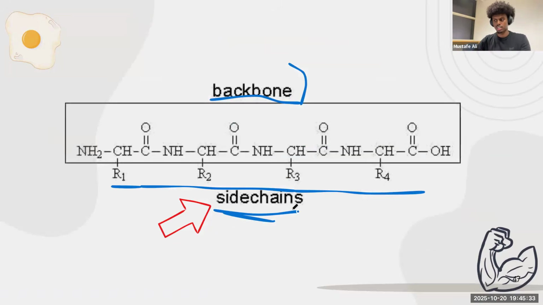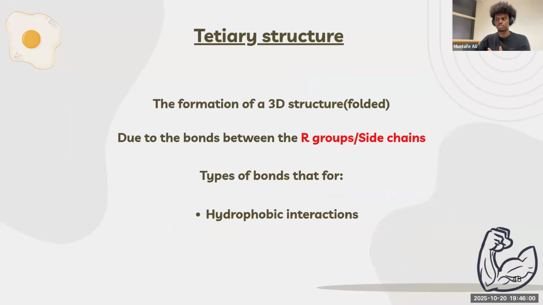So what do I mean by this? This R group can form a bond with this R group. This R group can form a bond with this R group. This R group can form a bond with this R group. The interactions between the side chains of the whole polypeptide is what forms the tertiary structure. And we have four interactions that can happen: the ionic bonds, the hydrogen bonds, the hydrophobic interactions, and the disulfide bonds. So this is what gives the tertiary structure its folded look.